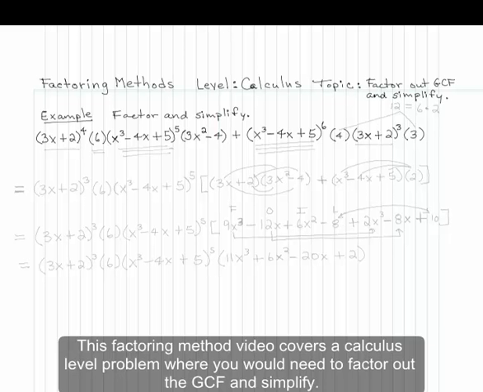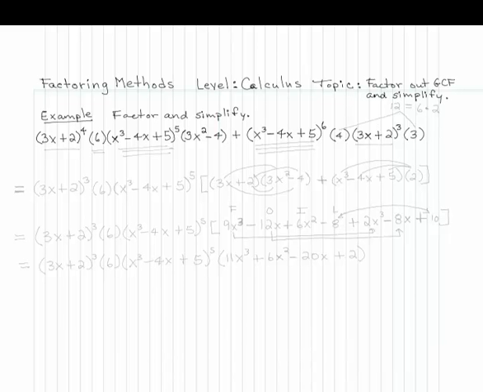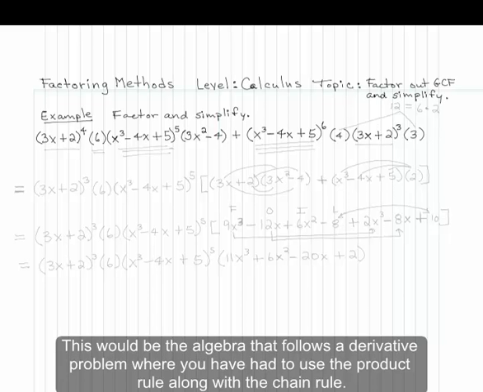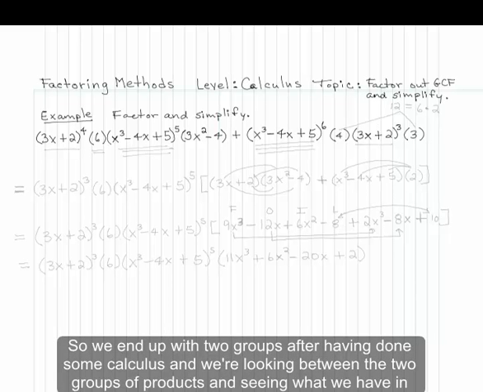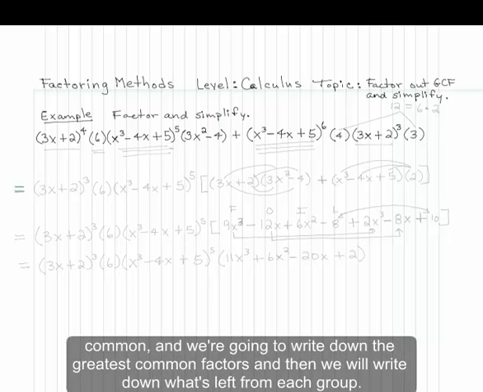This factoring method video covers a calculus level problem where you would need to factor out the GCF and simplify. This would be the algebra that follows a derivative problem where you have had to use the product rule along with the chain rule. Okay, so we end up with two groups after having done some calculus, and we're looking between the two groups of products and seeing what we have in common, and we're going to write down the greatest common factor, and then we will write down what's left from each group.